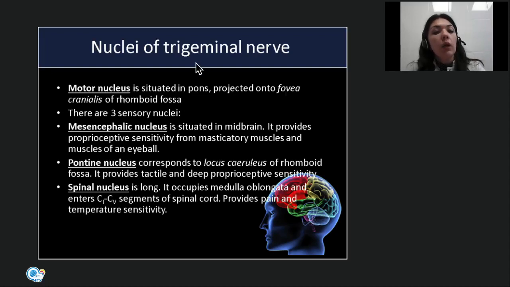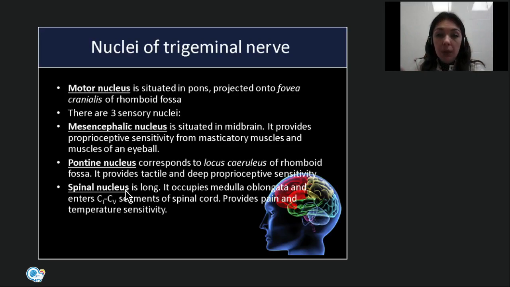And the 3 sensory nuclei are the mesencephalic nucleus, which is situated in the midbrain and provides proprioceptive sensitivity from masticatory muscles and muscles of an eyeball, the pontine nucleus, and the spinal nucleus. I want to draw your attention: these nuclei are not responsible for different regions. They supply all of the regions which were mentioned in the previous slide, but they are functionally different.